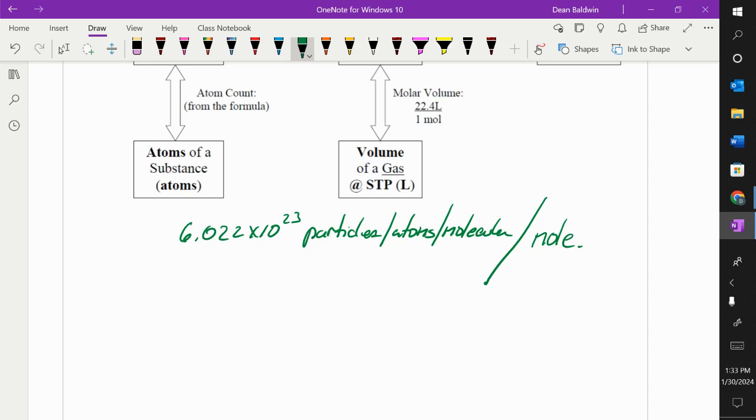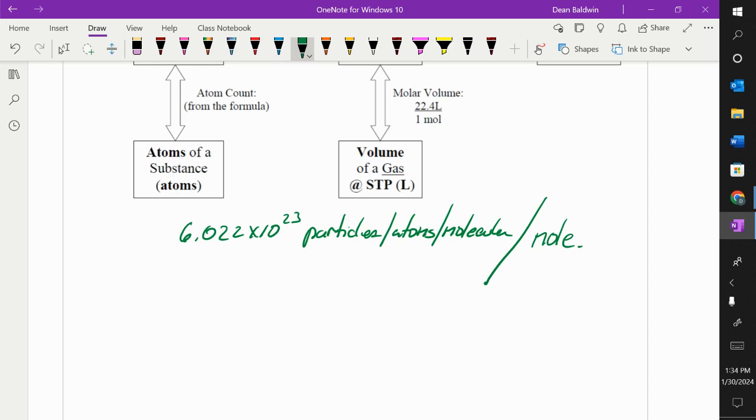So the units change depending on what you're talking about. This doesn't change. The per mole doesn't change. These are the things that change. I usually write 6.02 times 10 to the 23, but you can use whichever one. It doesn't matter to me.